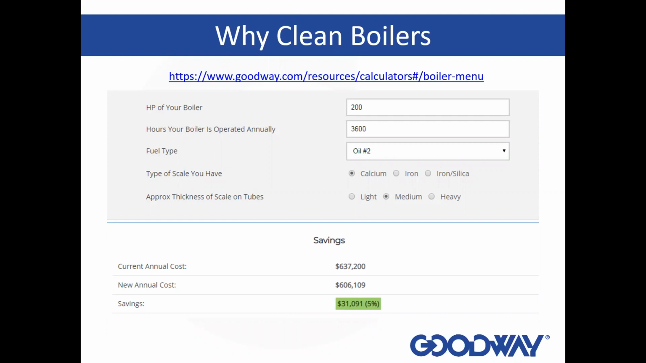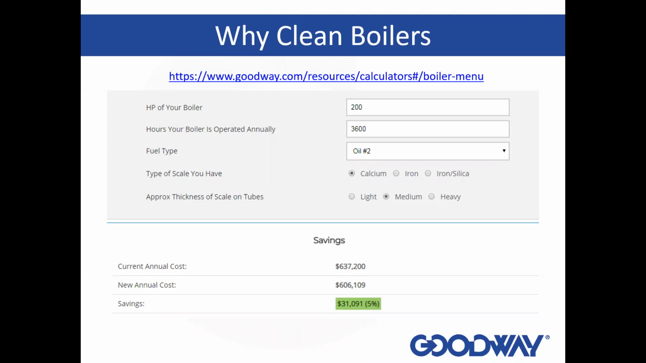You're going to look at the hours your boiler is operating annually, what type of fuel you're combusting, and then basically a characterization of the type of deposit. You know, what is it? Is it calcium? Is it iron? Is it an iron silica-based deposit? And what is the relative thickness? That's quantified in more subjective terms: light, medium, heavy.